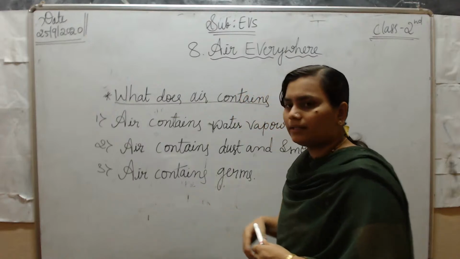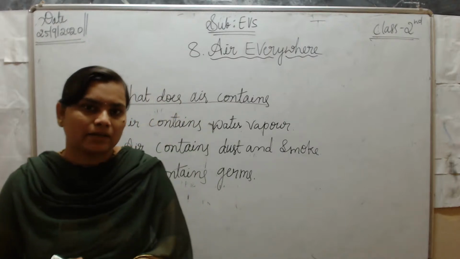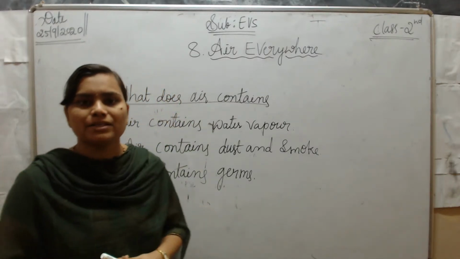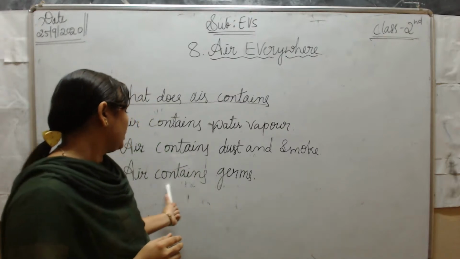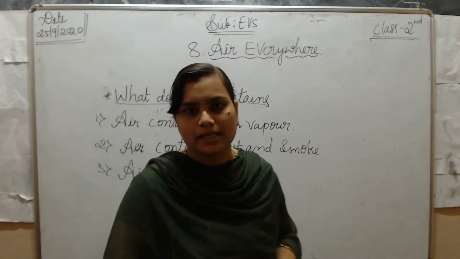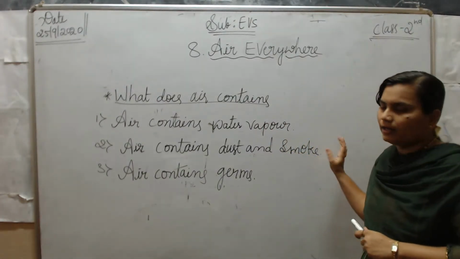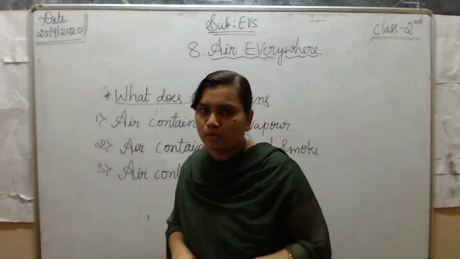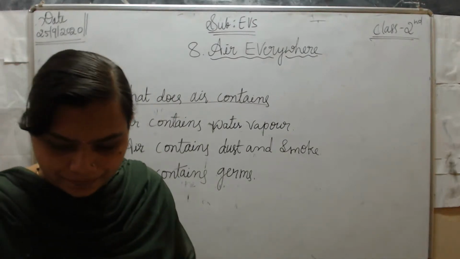Next, air contains germs. When a sick person sneezes and coughs openly, the germs mix with the air. They are carried in that air only. That is why we say air contains germs. These are the things air contains: water vapor, dust and smoke, and germs. Okay, students.